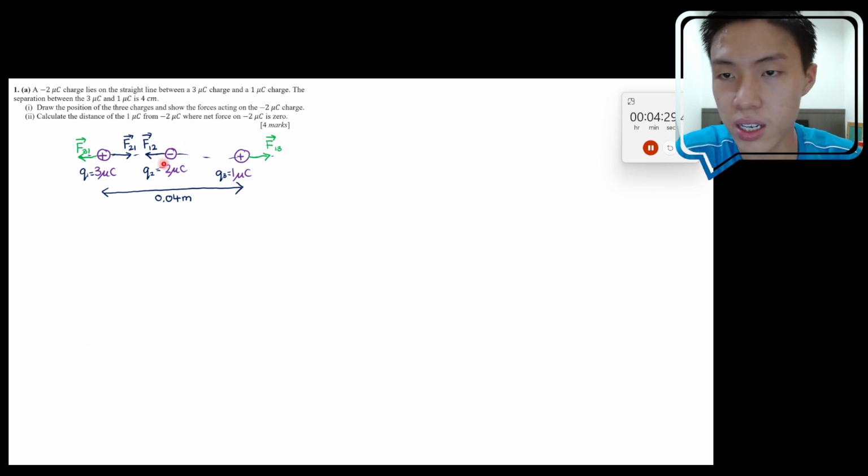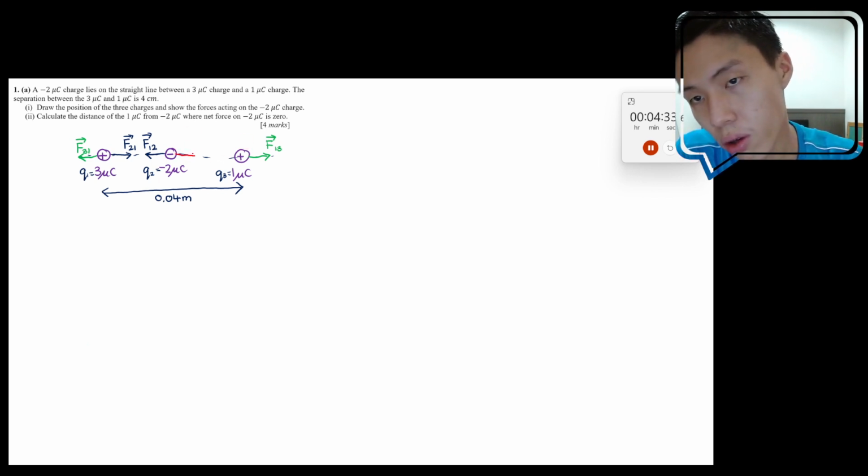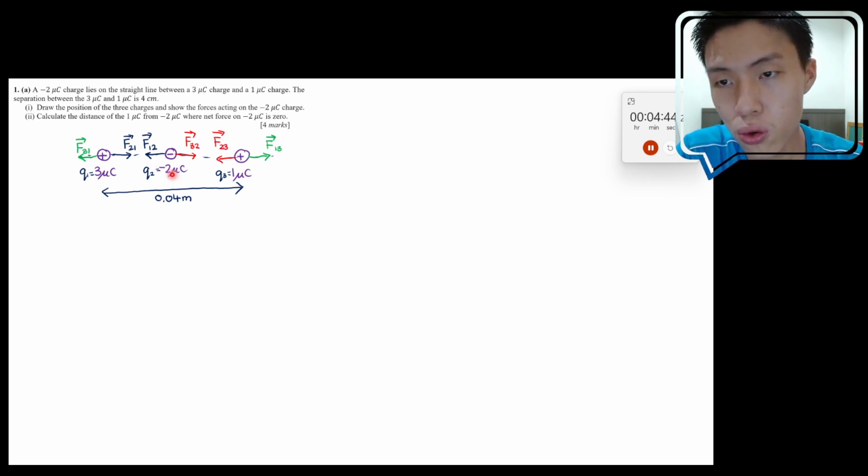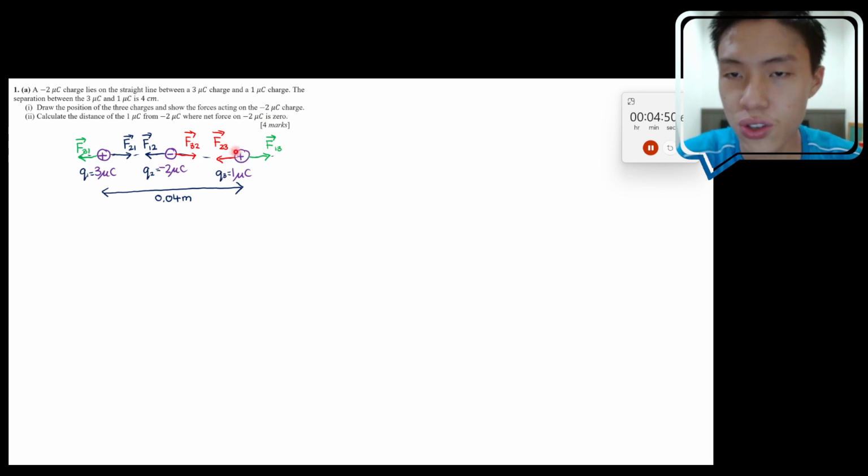This pair here is again opposite charges, so opposite charge should attract. So it's F by 3 on 2. This one is F by 2 on 3. So 2 is pulling 3 to the left. So that's why F by 2 on 3. Okay? Whereas 3 is pulling 2 to the right. That's why this right arrow coming out from negative 2 microcoulomb is known as F32.